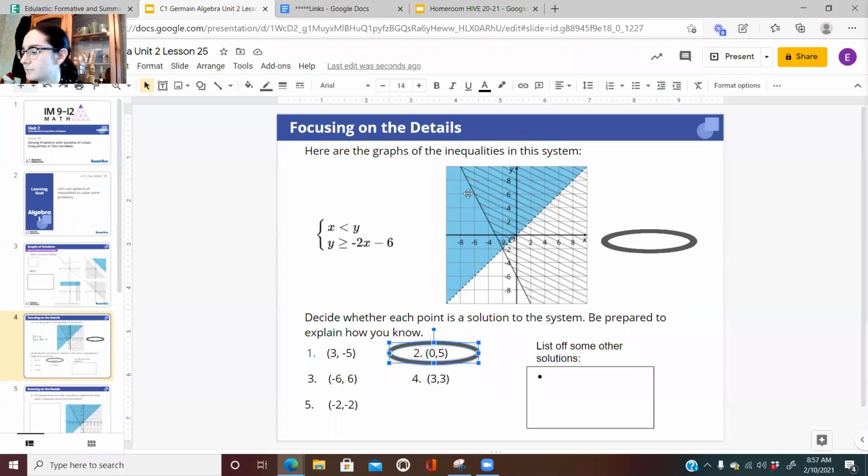No? It uses a symbol with the line under it, right? So that's or equal to. So Gabe, what were you thinking about this one?